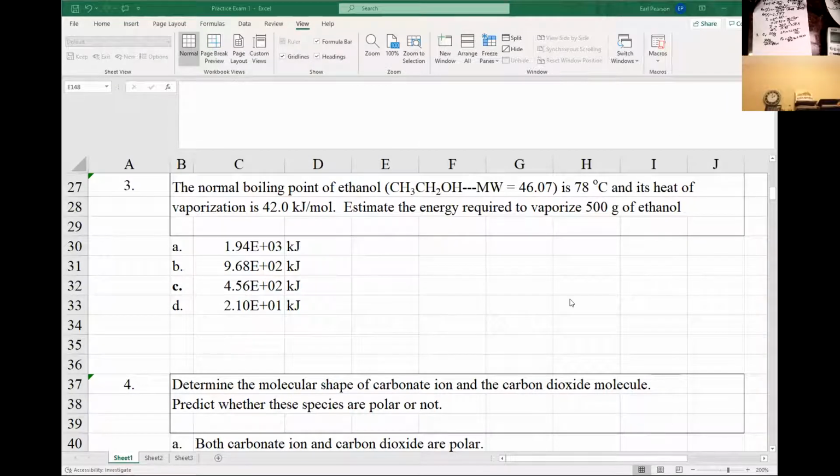So let's go back and, yeah, I don't need to convert. That'll just be kilojoules per mole. The moles are going to cancel, so all I have to do is 500 times 42 divided by 40.07, and that should give me, looks like 524.08, and that would be kilojoules. Okay, let's see if we got it right.